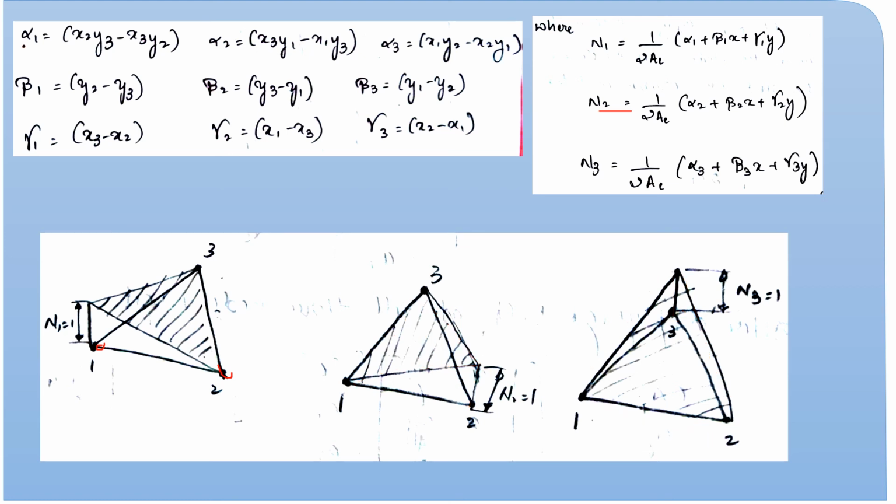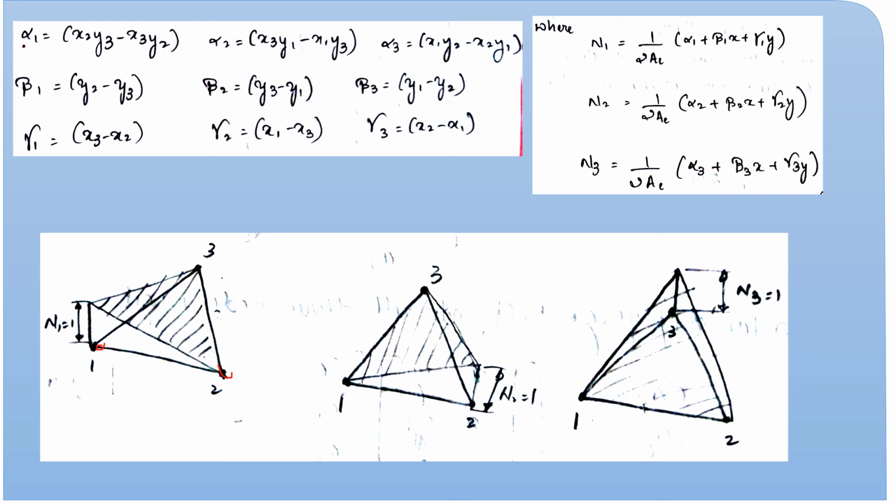You have to substitute those values. So you should know what alpha 1, beta 1, gamma 1, alpha 2, beta 2, gamma 2, alpha 3, beta 3, and gamma 3 are. You have to simplify it on your own and check that when x equals x1, y equals y1, only N1 should be 1 and the rest should all be 0. You can just check it here once.